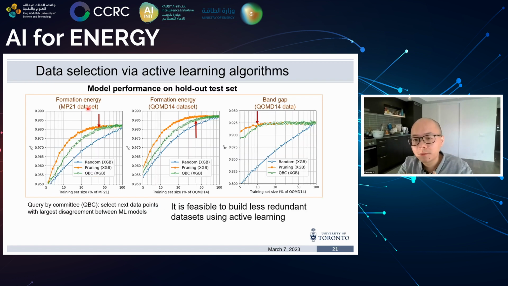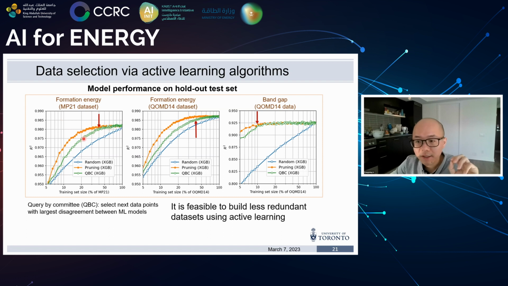It should be pointed out that our pruning algorithm itself is not an active learning algorithm, because the information of the label is used during the pruning. So we attempt several uncertainty-based active learning algorithms to see if we can approach the performance of the pruning algorithm. And we find that it is possible.